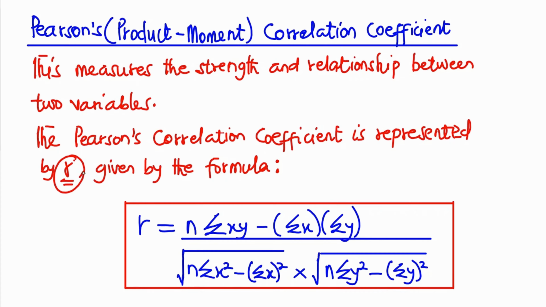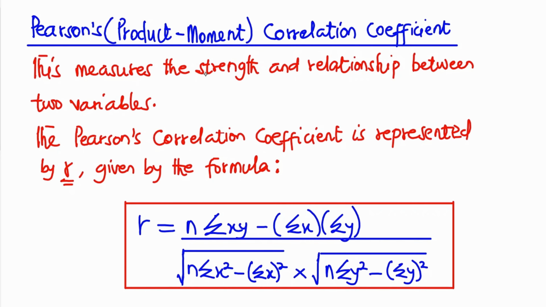So the Pearson's correlation coefficient is given by the formula: R is equal to n summation xy minus the summation of x multiplied by the summation of y, divided by the square root of n summation x squared minus the square of summation x, multiplied by the square root of n summation y squared minus the square of summation y. This is the formula we are going to use in calculating the Pearson correlation coefficient.